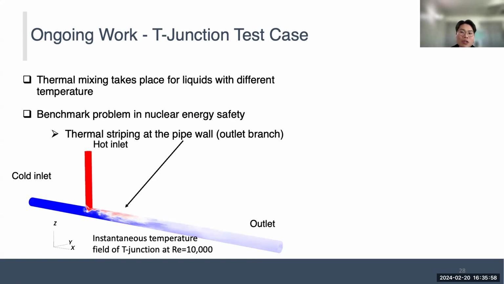And here I'd like to mention another application that we have applied RegROM to, and it's ongoing work. It's a T-junction test case where we have thermal mixing taking place for liquids with different temperatures. So we have a cold inlet and a hot inlet. And in the junction, the mixing starts. And in the outlet, you don't see that much mixing. So this is a benchmark problem in nuclear engineering safety, and they want to study thermal striping at the pipe wall.